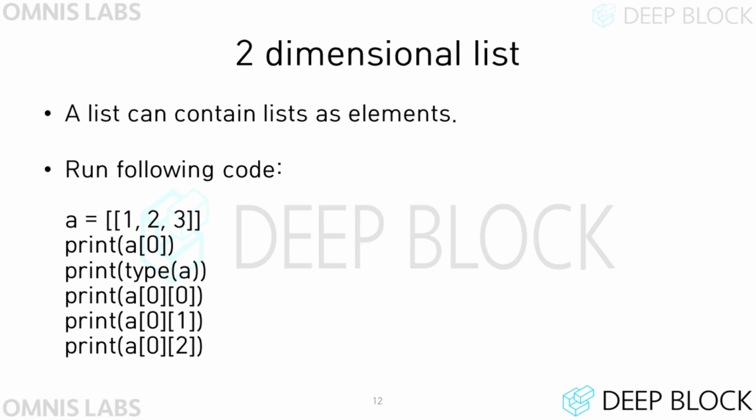Since A[0] is 1, 2, 3, we can think of A[0] as a list. Thus, A[0][0] is equivalent to accessing the value at index 0 of the list A[0]. So if you print A[0][0], it'll print 1. Of course, printing A[0][1] will print 2, and printing A[0][2] will print 3. A list that has a list as an element is also called a two-dimensional list.